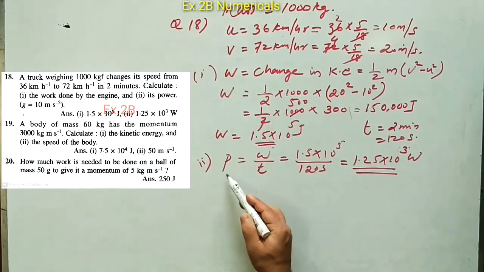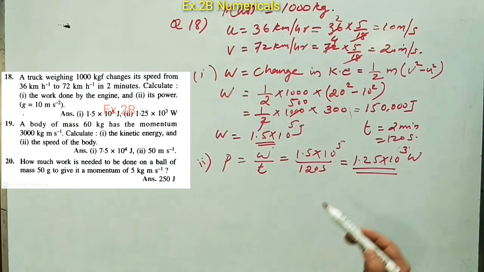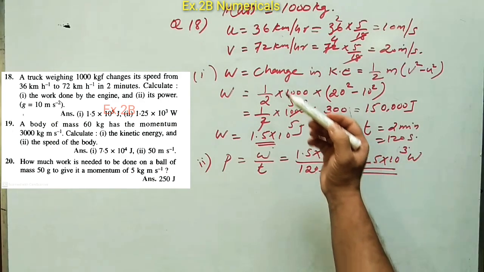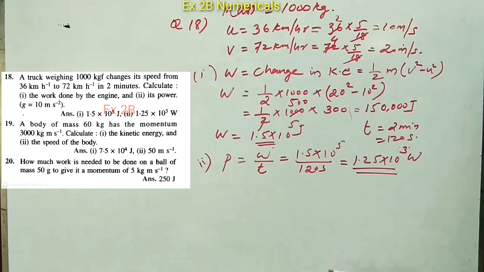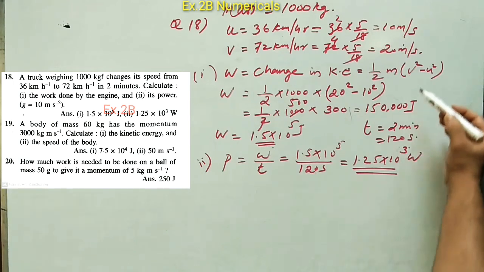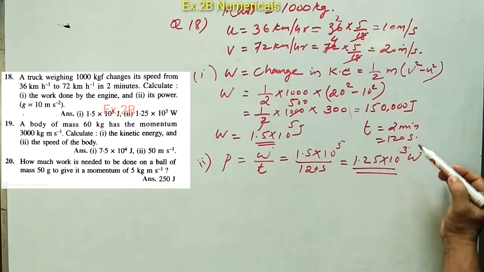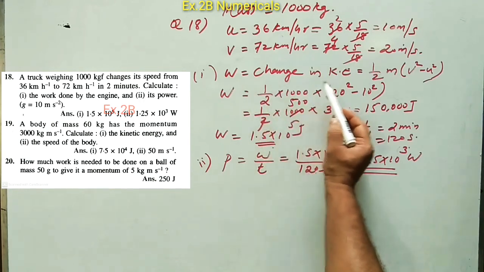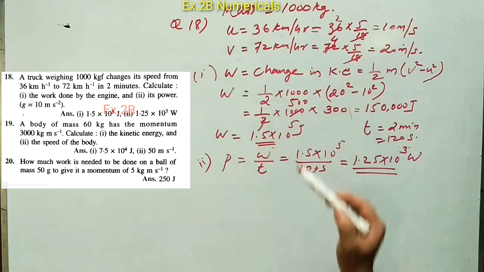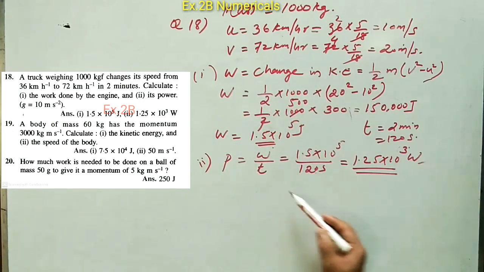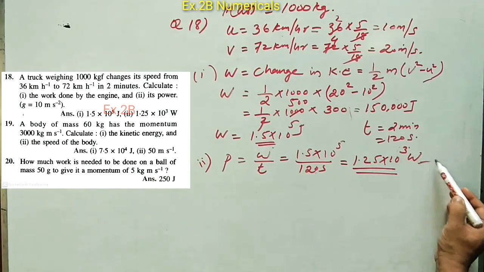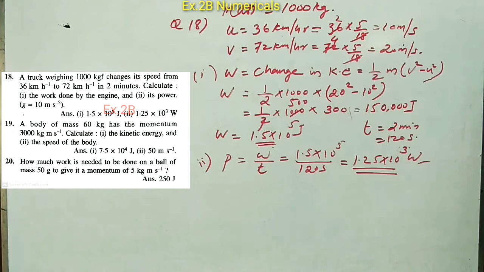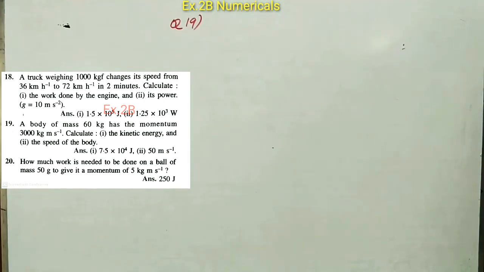Clear? So this is equal to the power attained by the truck in changing its speed from 36 km per hour to 72 km per hour. The steps are clear. So this problem is based on work energy theorem. According to work energy theorem, work done is equal to change in kinetic energy, and the rest of power you can calculate by rate of doing work. Clear? Okay. Now moving on to next question.